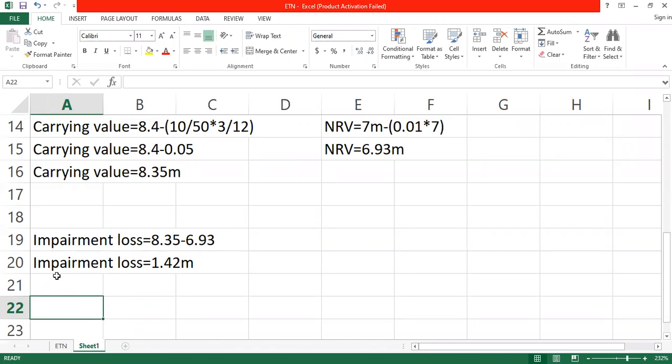The asset was sold. The asset was sold at how much? 6.8, isn't it? Yes. We call something event after reporting date, which is the IAS 10.